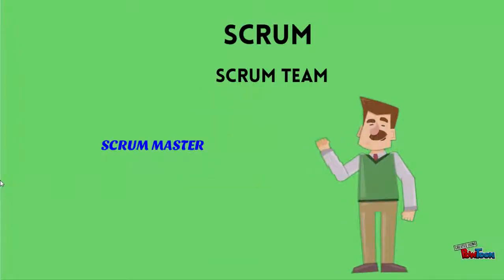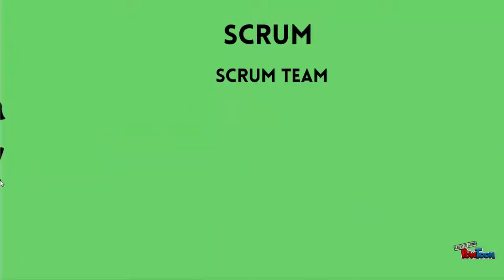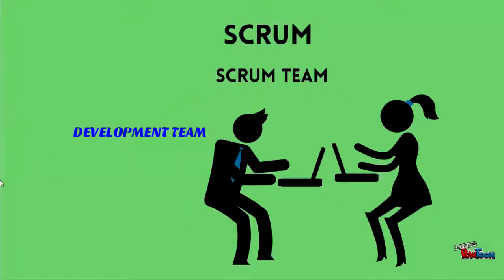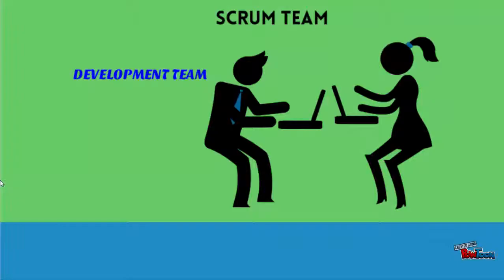Then comes this guy, the Scrum Master. He makes sure the project is progressing smoothly. The development team, these guys are responsible for building and testing the project.